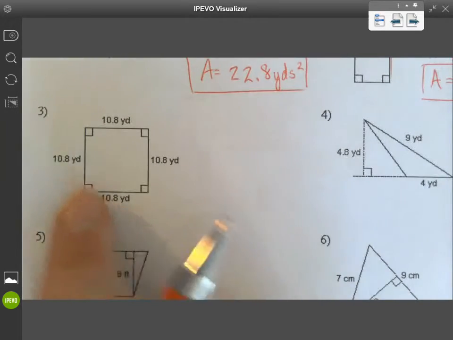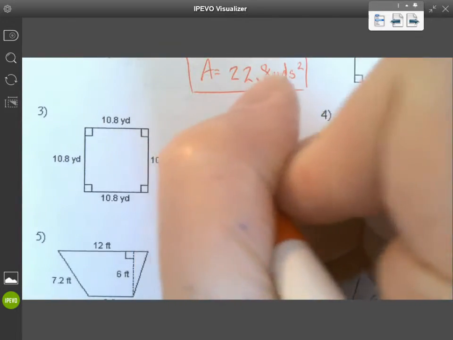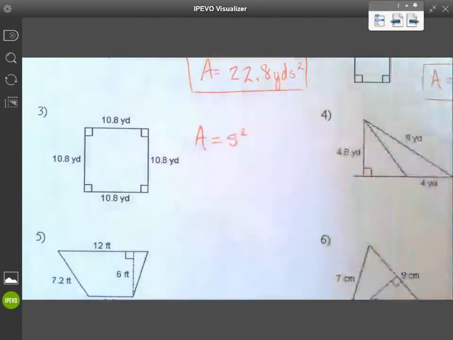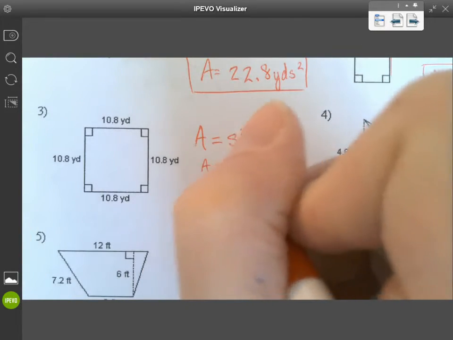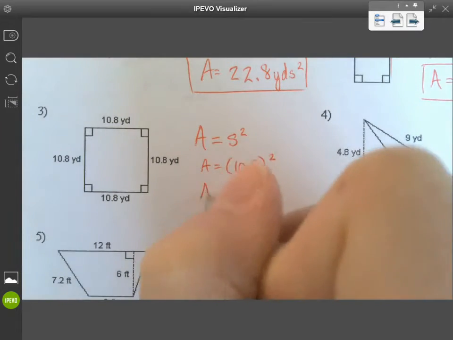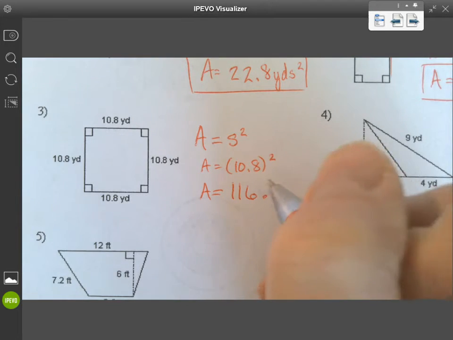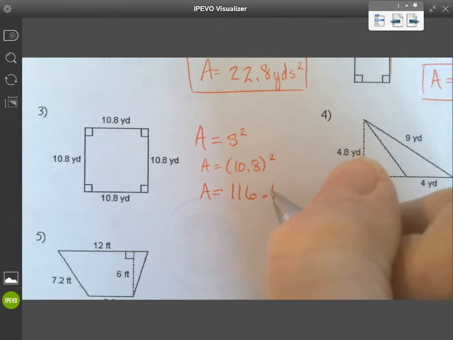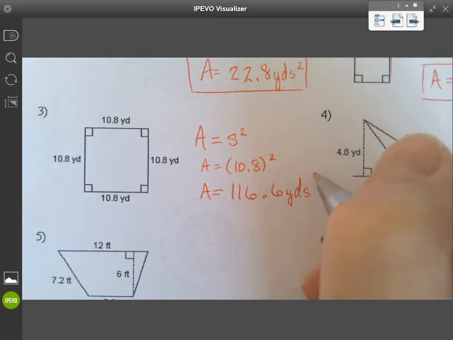That is a square because all 4 sides are congruent. We got 4 congruent angles. So the area of the square is also base times height, or just a side squared, because 10.8 times 10.8. So you can look at it either way. You can write 10.8 times 10.8 or 10.8 squared. All right, nearest tenth. I have 116 point what? 0.6, do we agree? Okay.